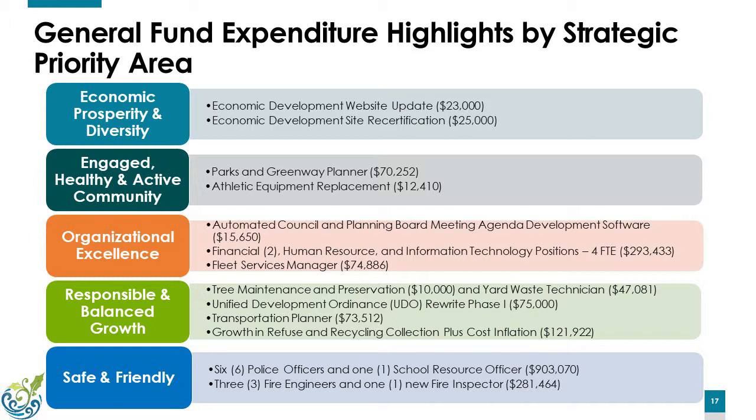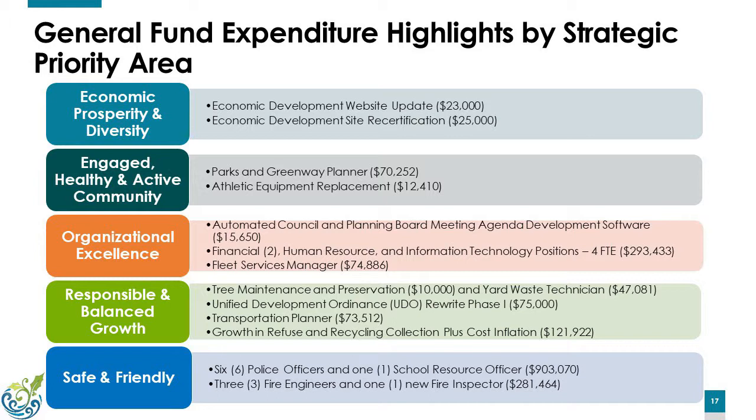In the area of responsible and balanced growth, enhanced levels of funding for tree maintenance and preservation, and also a yard waste technician to increase resources for yard waste collection. The Unified Development Ordinance, or the UDO, recommending a rewrite, Phase 1. We anticipate probably 2 years associated with funding to update the UDO to ensure that the UDO reflects the new land use plan that you will consider upcoming here this fall.